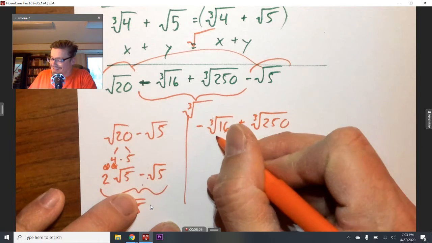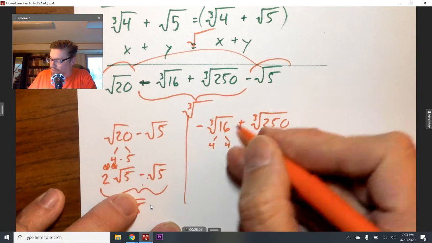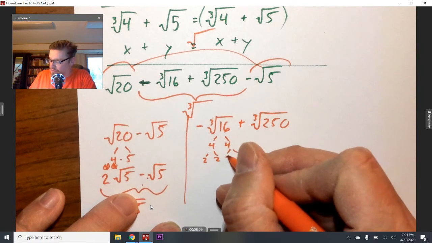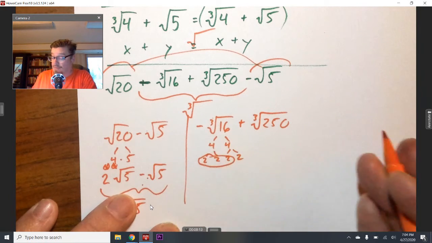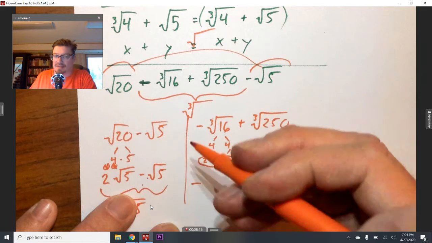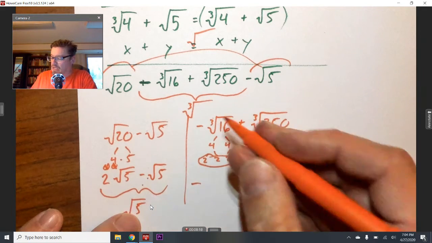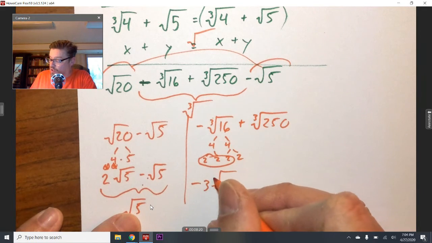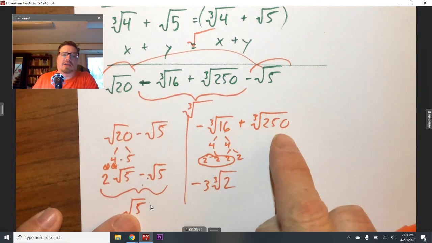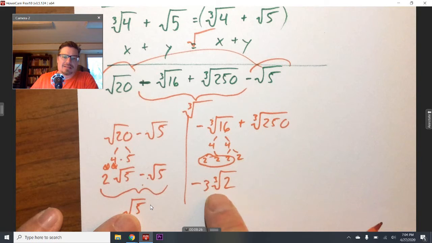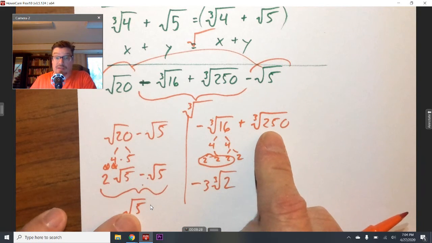Okay, so inside 16, I look for 4. I got 4 and 4. There's 2 and 2, 2 and 2. I take out a triple now because I have an index of 3. He's still negative; the negative sign doesn't influence, the whole term is negative. So the 2 comes out, and I am left with a cube root of 2. The only way I'm going to be able to add this guy to here is if he also is left with a 2.